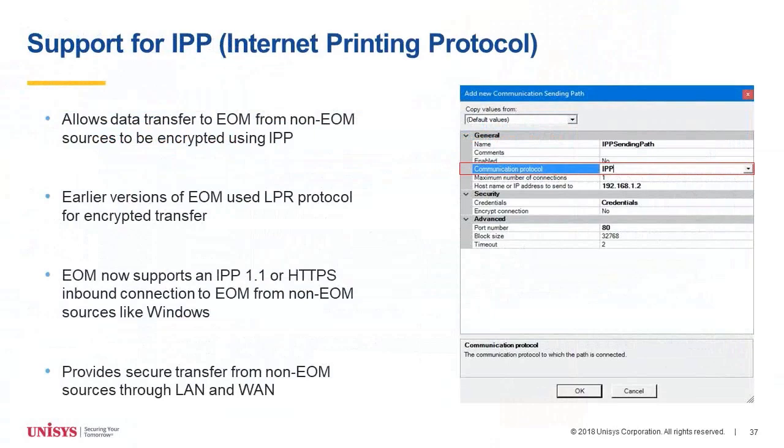So support for IPP is something that we've added in EOM 14. IPP, the Internet Printing Protocol, is used for communication between a computer and a printer. It allows programs to send one or more print jobs to the printer or print server and perform administrator jobs such as querying the status of the printer, obtaining the status of print jobs, or canceling individual print jobs. IPP is a protocol used for encrypted transfer to EOM from non-EOM sources like Windows, and it provides more control on the print settings. So that's the protocol.